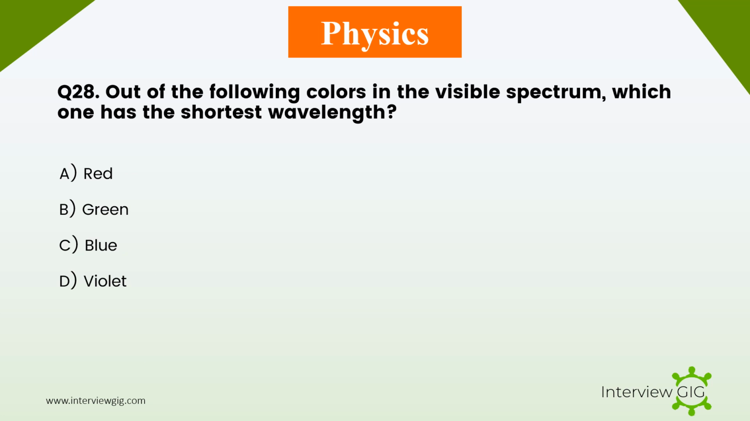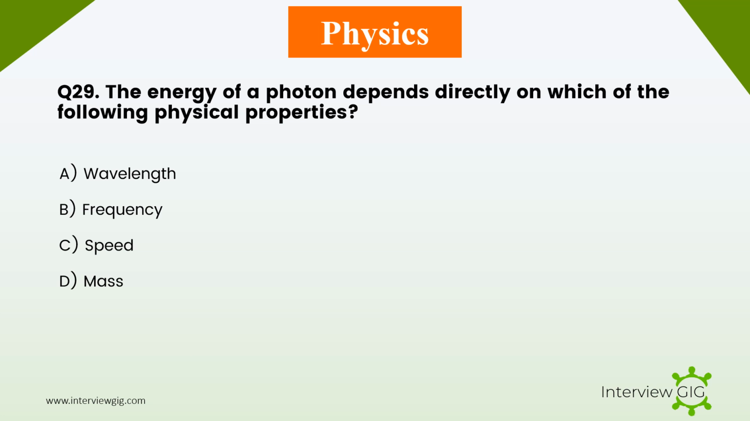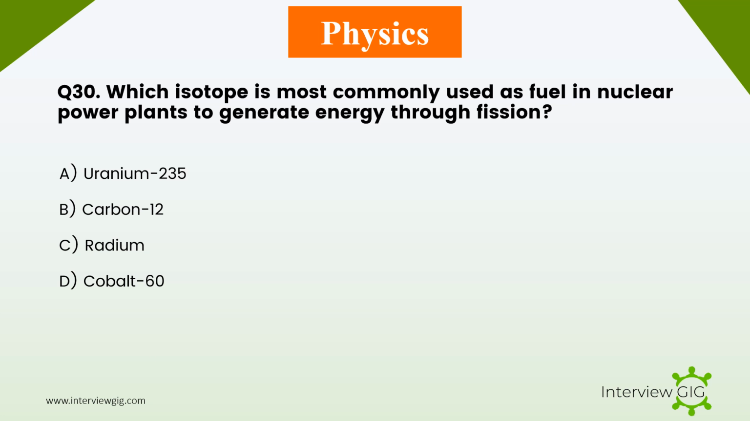Denser to rarer medium. Next question. Out of the following colors in the visible spectrum, which one has the shortest wavelength? Options. A. Red. B. Green. C. Blue. D. Violet. Answer D. Violet. Next question. The energy of a photon depends directly on which of the following physical properties? Options. A. Wavelength. B. Frequency. C. Speed. D. Mass. Answer B. Frequency. Next question.